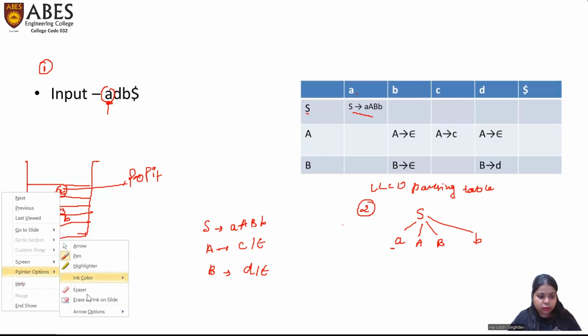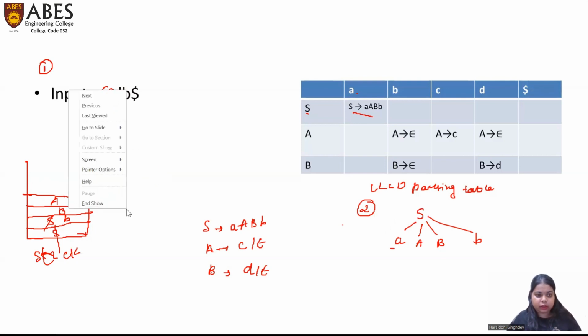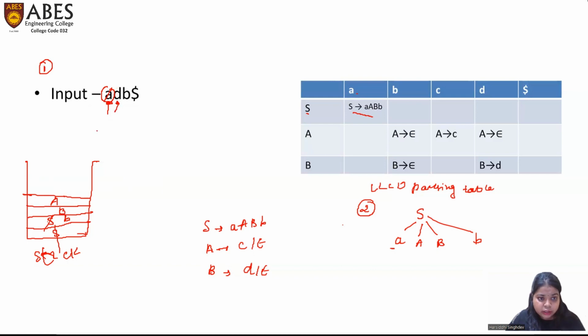Now my top of stack will be capital A. When the small a and small a are matched, this a is cancelled out, and my look ahead symbol is small d. On capital A, seeing small d, we can replace it by epsilon. So in the parse tree, we replace it by epsilon.